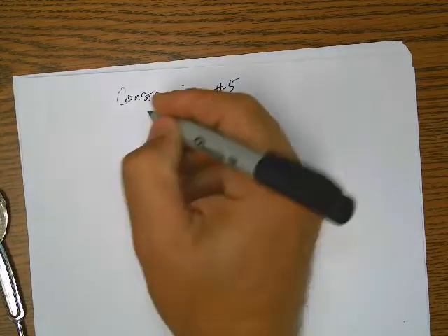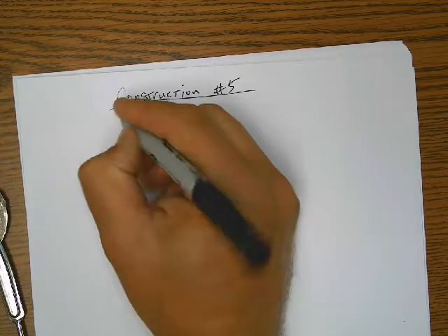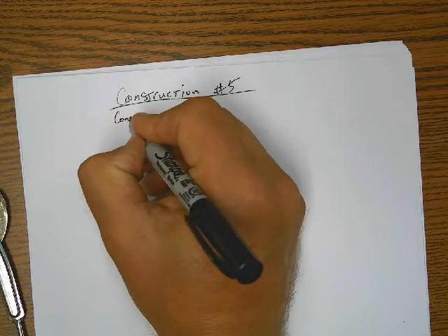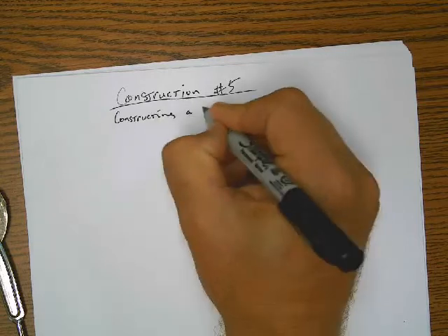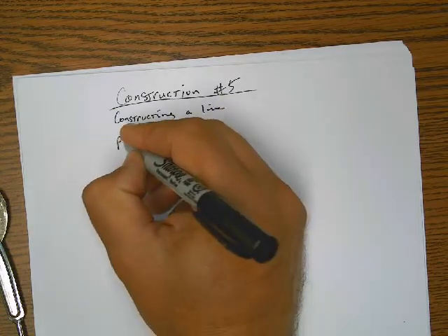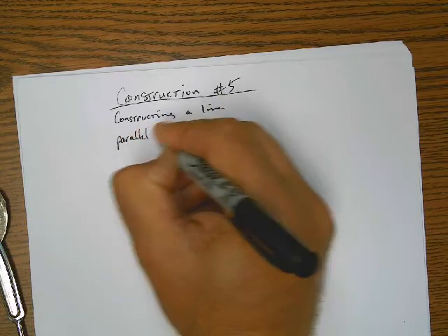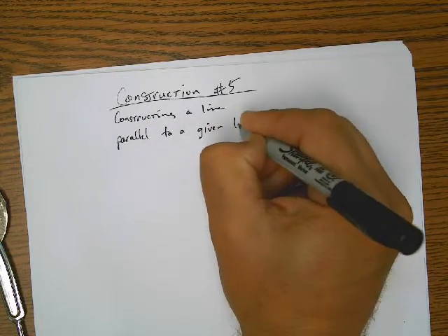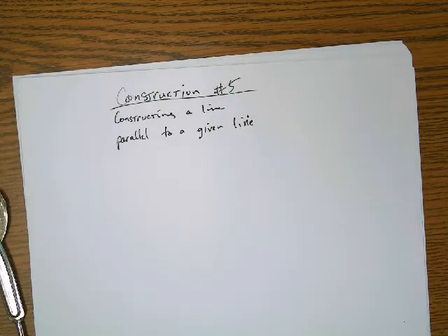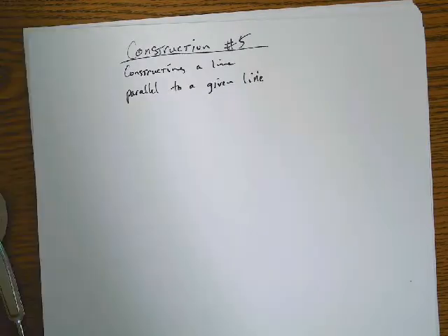Construction number 5 is constructing a line parallel to a given line. Constructing a line parallel to the given line.